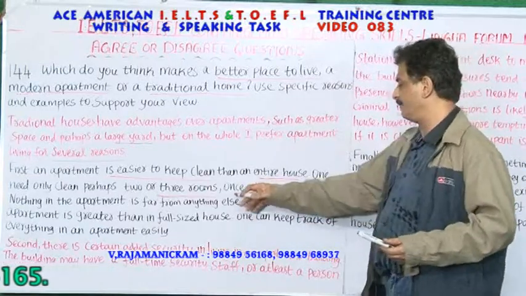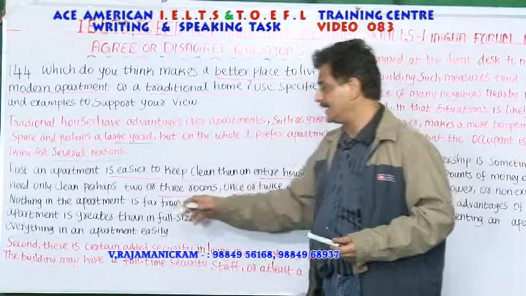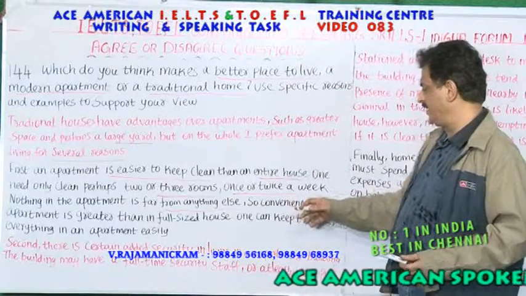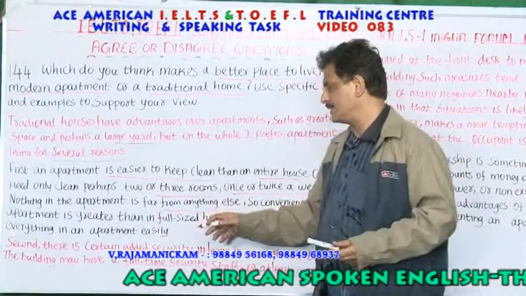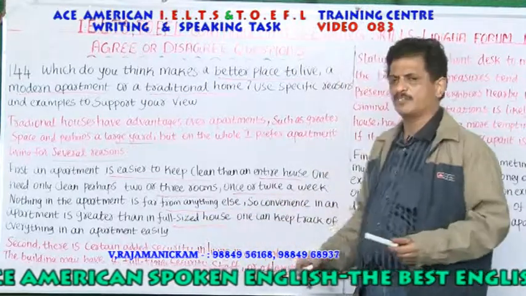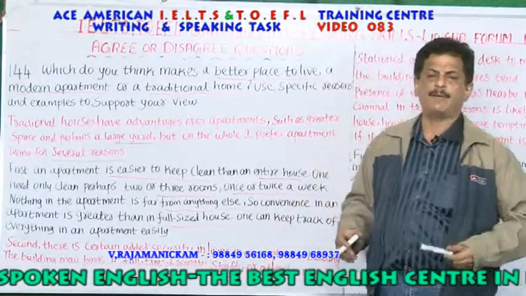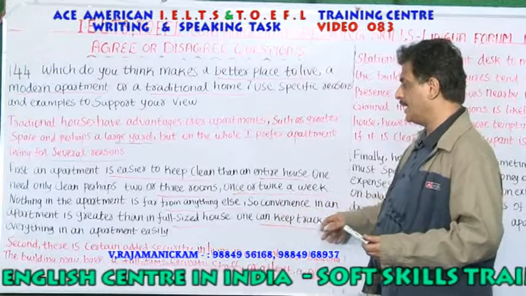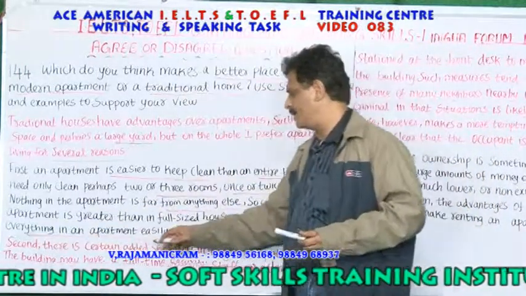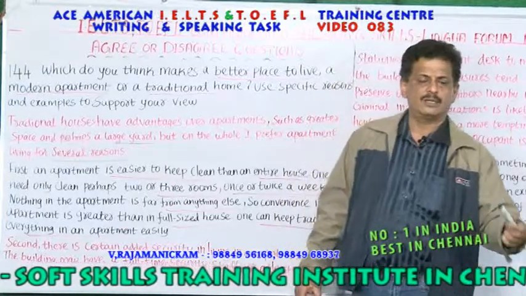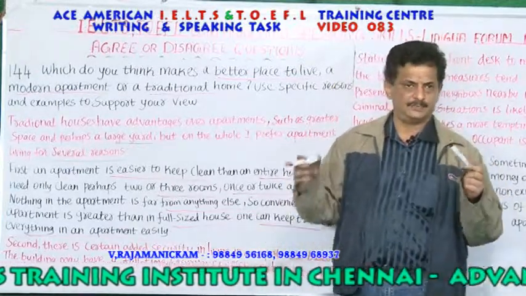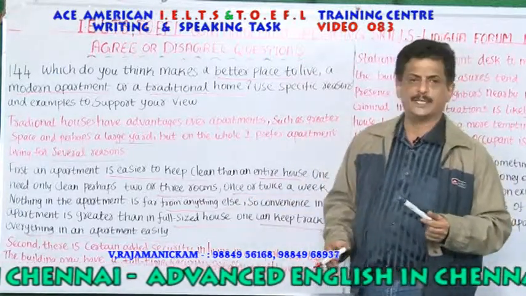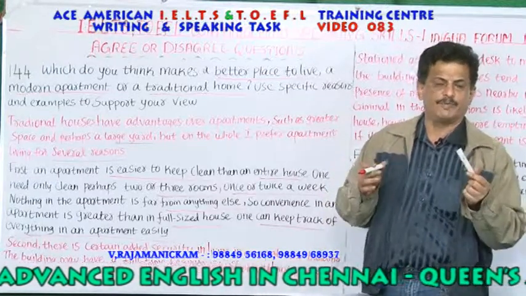Once or twice a week it's enough to clean an apartment. Nothing in the apartment is far from anything else. Everything is close by. All the rooms are close by. So convenience in an apartment is greater than in a full-sized house. So convenience of cleaning is much better in an apartment compared to a full house. One can keep track of everything in an apartment easily. You can keep track of where you have kept your keys, where you have kept your things, nothing is going to be missed, and since the space is less, everything is adjoined. So he prefers apartment living because of cleanliness and maintenance.